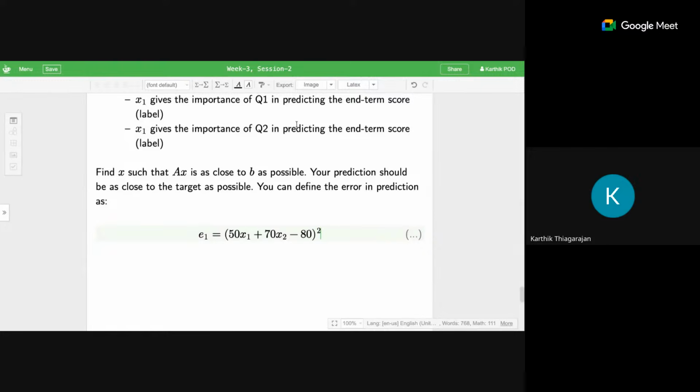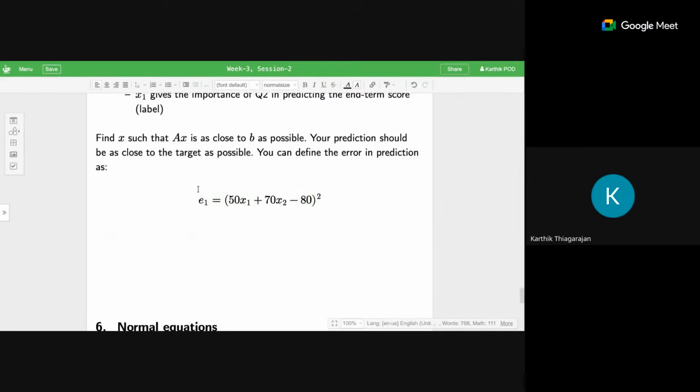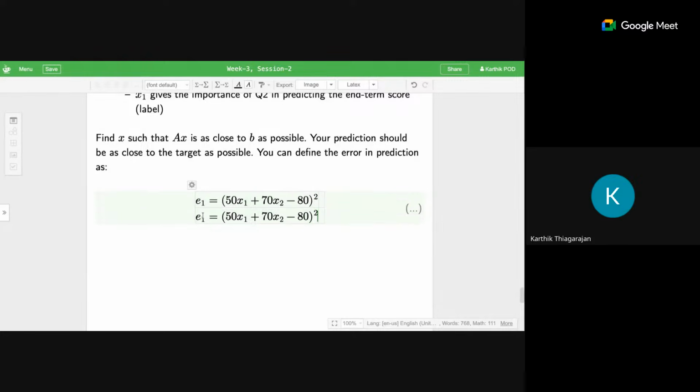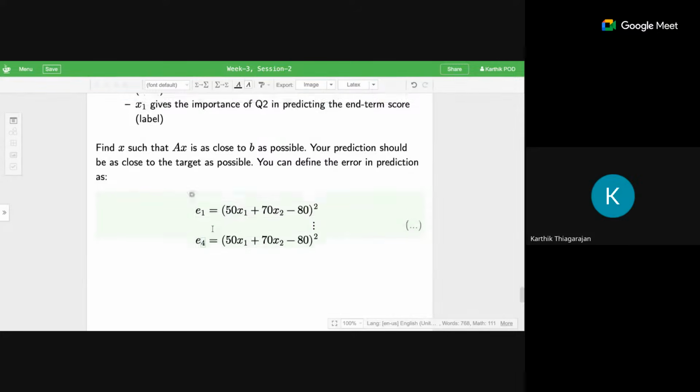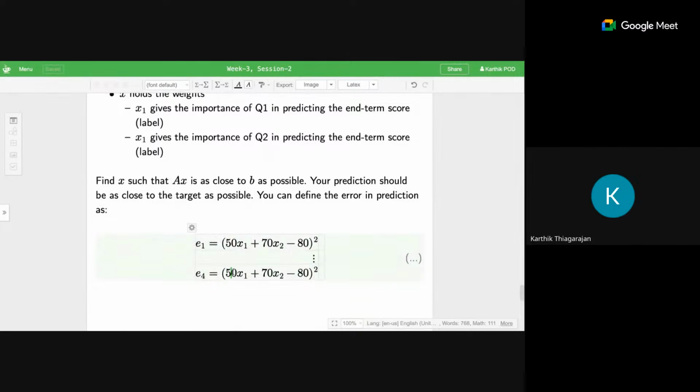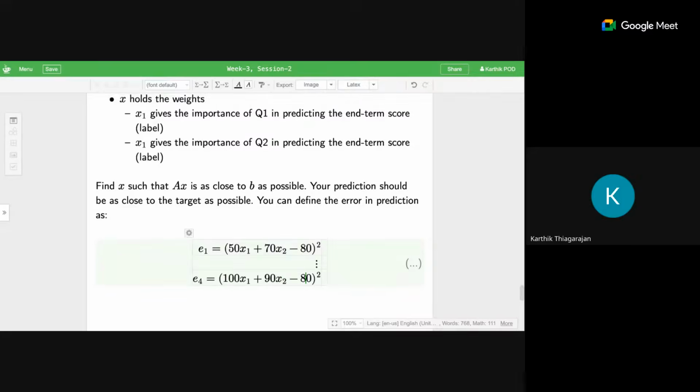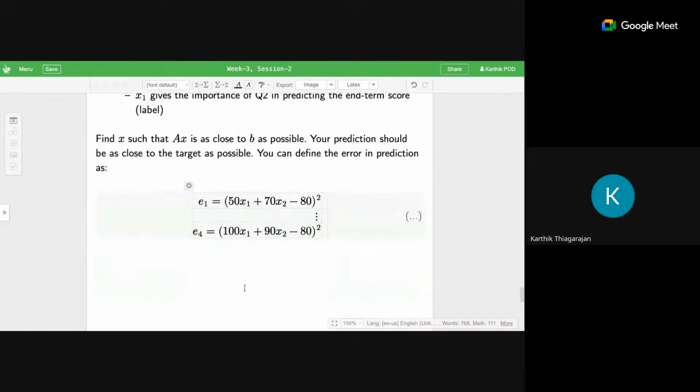Does everyone get this idea? What is the error? Squared error. Okay, this is the squared error. Now, likewise, this is for E1, and you will have something similar for E2, with different values. In the interest of time, I'm just skipping ahead. There are 4 students, so there will be 4 errors. E4 is 190 and 80, I think. I hope you get the idea.